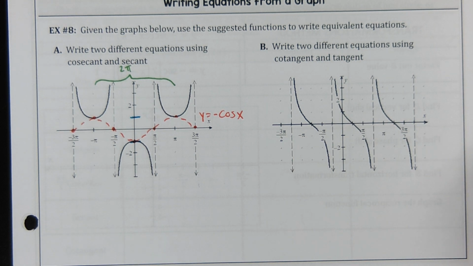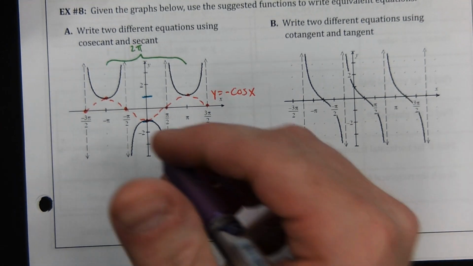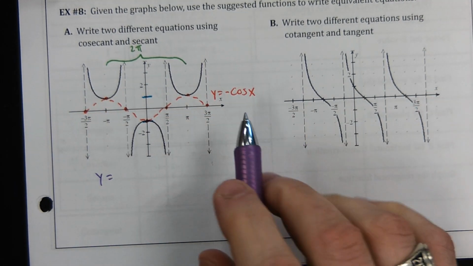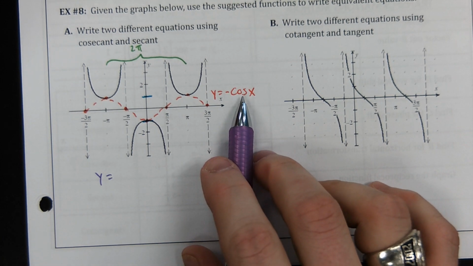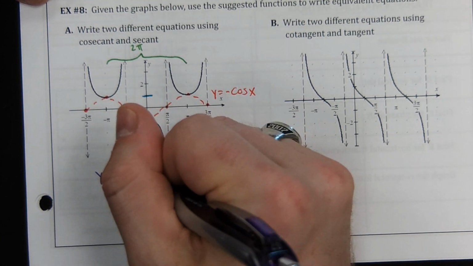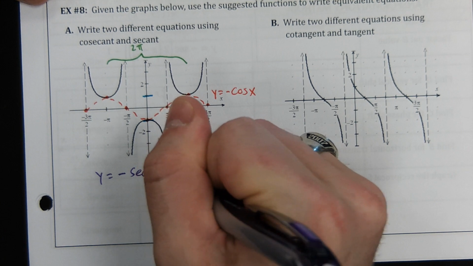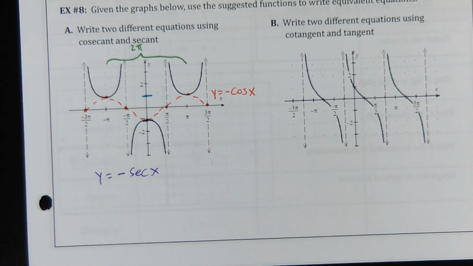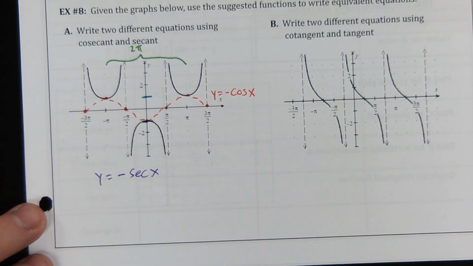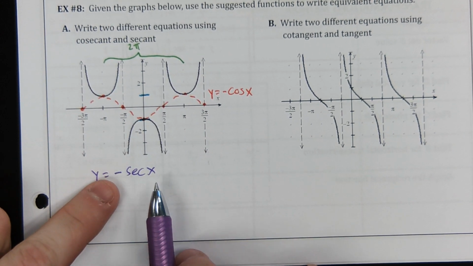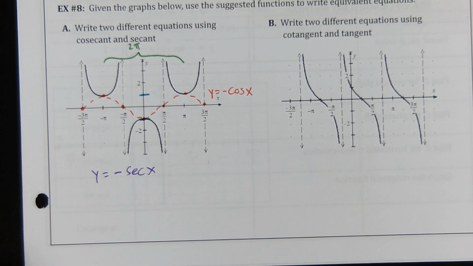Then what is the easy reciprocal function equation? The easy one is, what's the reciprocal of cosine? Secant. Negative secant x. That's the easy answer. Well, it does say to write two different equations. There's our secant answer. Let's get a cosecant answer.